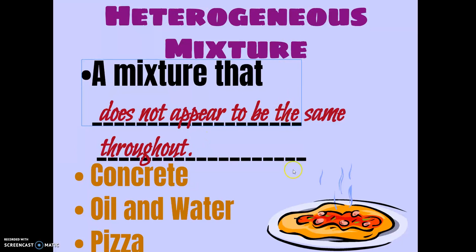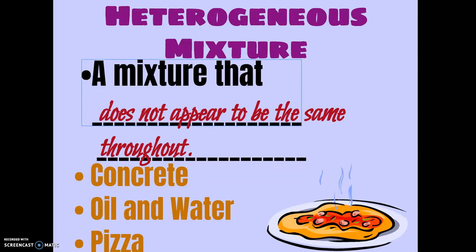If I take a piece of pizza and you take a piece of pizza, we may get different proportions of toppings. Maybe I get more mushrooms and pepperoni and you get less. But we still call it the same thing. And so in a heterogeneous mixture, you can visually see the differences between the different parts. You have more than one phase of matter. You have different parts to it.